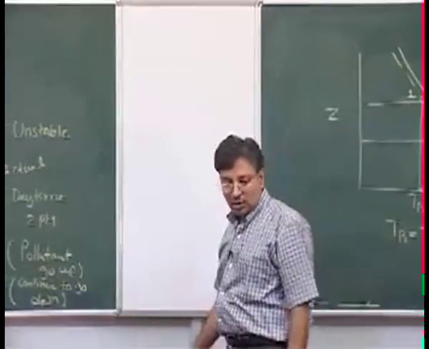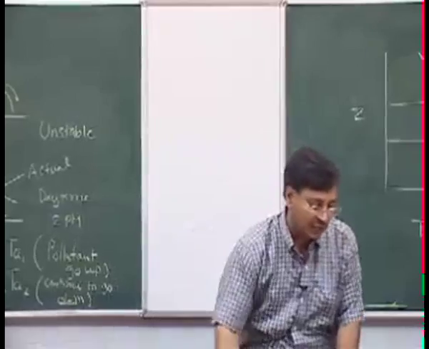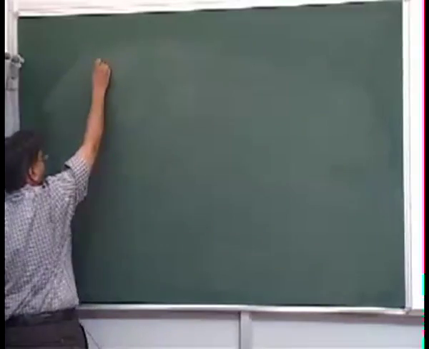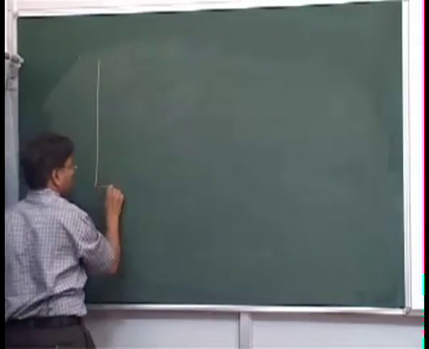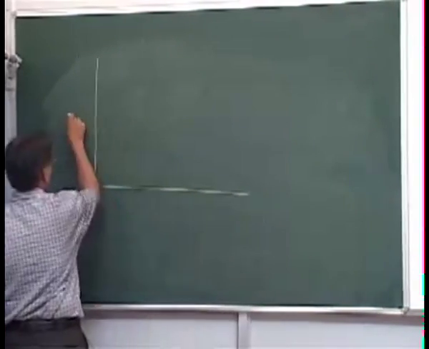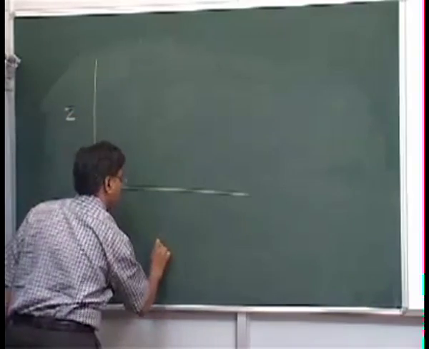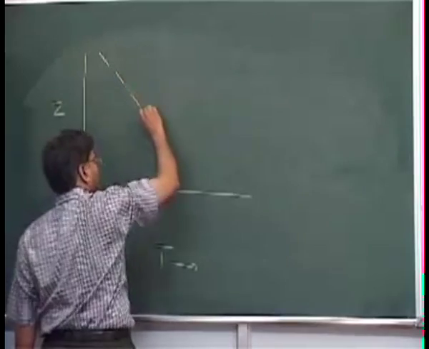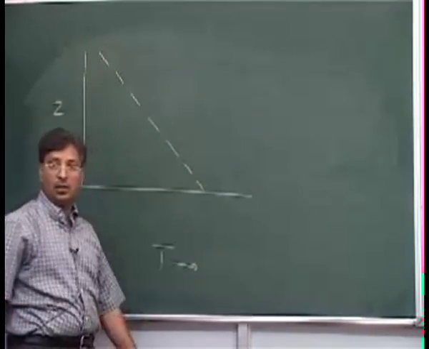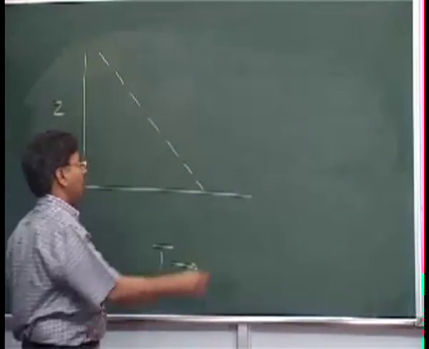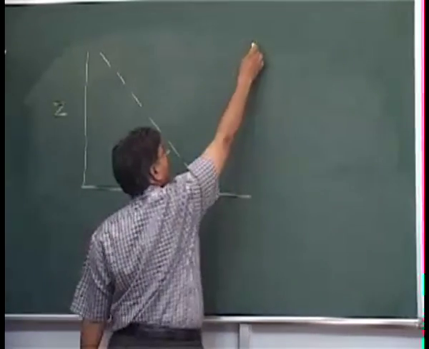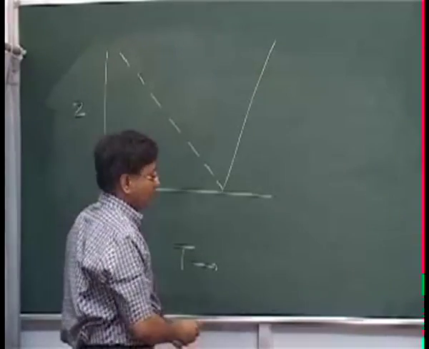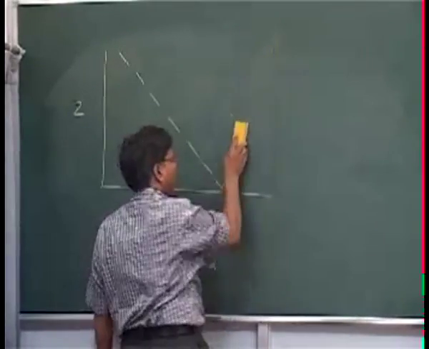Now let's talk about situation number 3, when things are very stable. Z, T, this is my reference rate, the dry adiabatic lapse rate, and let me take a really little, something like this. Let's make it slightly more like this.